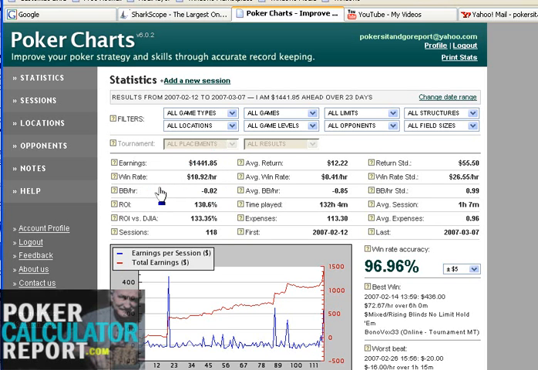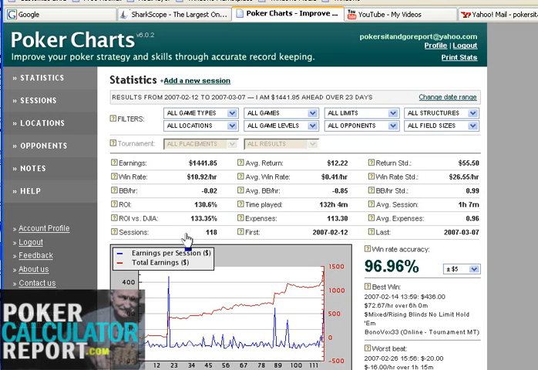Now, that's if I just play tournaments, but if you play ring games, then this big blind per hour, an average big blind per hour, is actually going to be very credible for you. It's not for me because I don't play ring games. But my return on investment here is showing 130%. That's pretty good. And my return on investment, another sort of interesting comparison here compared to the Dow Jones average. It's quite nice.